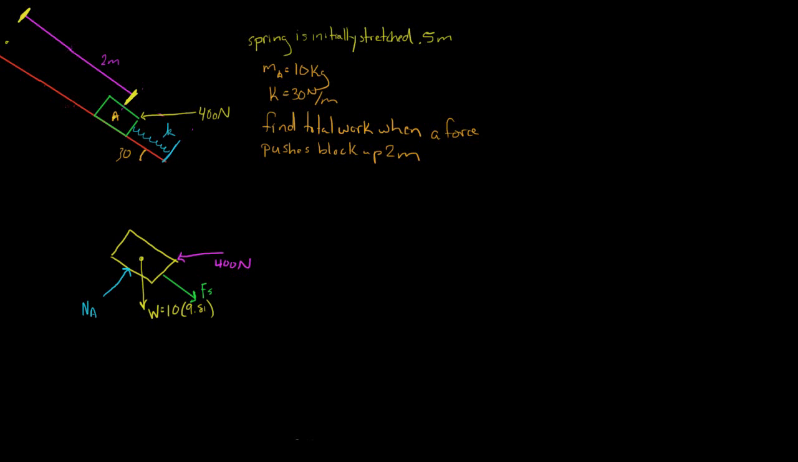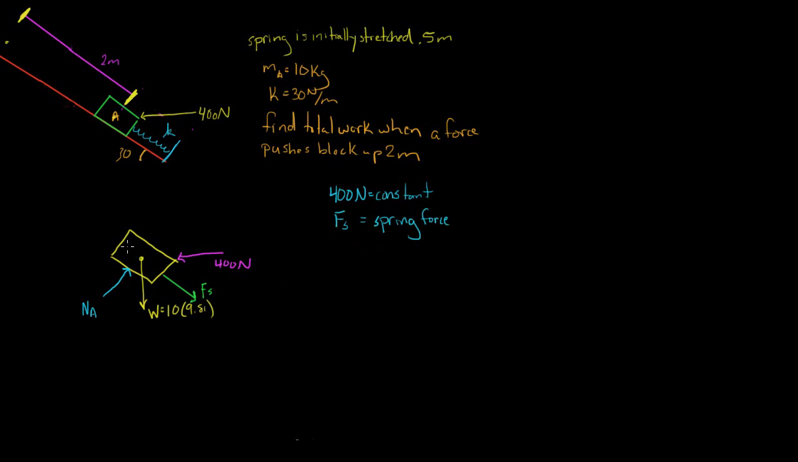I just need to go through, figure out which ones do work. So I have this 400 Newton force, which is constant. And we know a constant force will do work on my system. So I need to account for this 400 Newton force. Now we know a spring force is going to do work on the system because we have an equation for a spring force. So we also know this spring force needs to be accounted for.